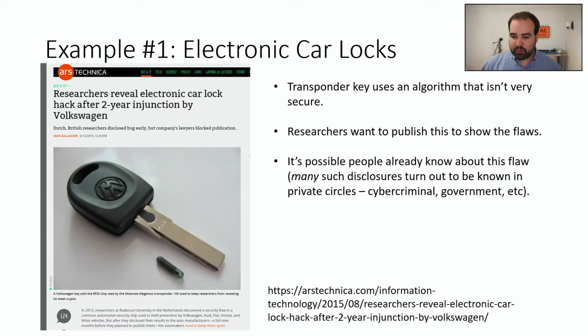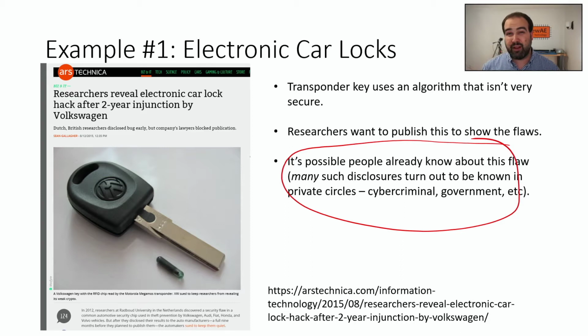Okay, so example number one, electronic car locks. This is sort of an intro to what happens when you try to disclose. Some researchers were looking at publishing some information on the immobilizer design and how it could be bypassed. Why would you want to publish that? It seems like maybe criminals want that. But most likely, people might know about the flaw already. So by publishing it, it's actually showing the public what the issue is, and it's pushing the companies to fix the issues. So a lot of the disclosure is about forcing companies to fix the issues that they might not otherwise fix.